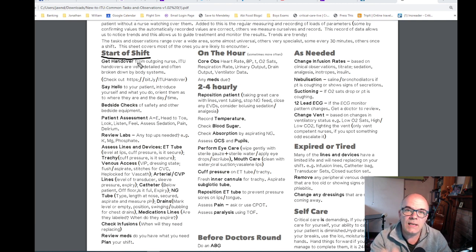We need to assess their lines. So the kind of lines they're going to be having. So they're probably going to have a central line. So that's going to be a line into the internal jugular.